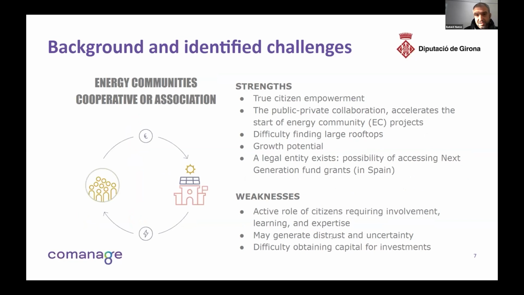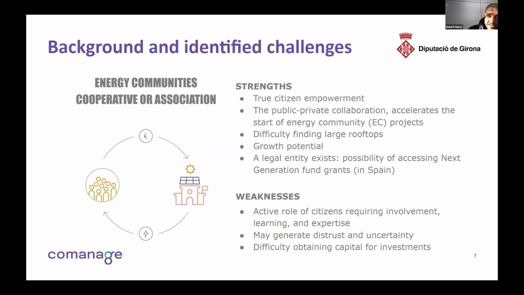On the other hand, with the other model we can see true citizen empowerment, and the public-private collaboration accelerates the start of the energy community. I will show you some examples. But we are finding it difficult to find large rooftops that the municipality can give to the community. It has a very important growth potential, but limited by this.